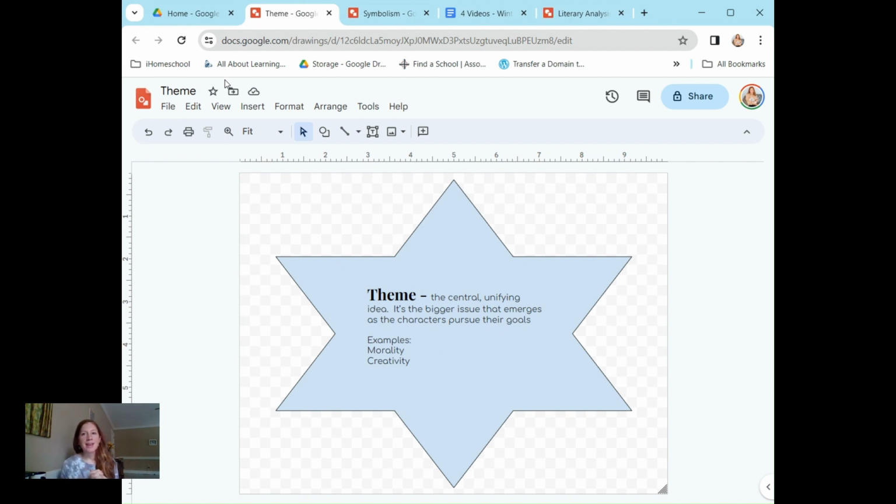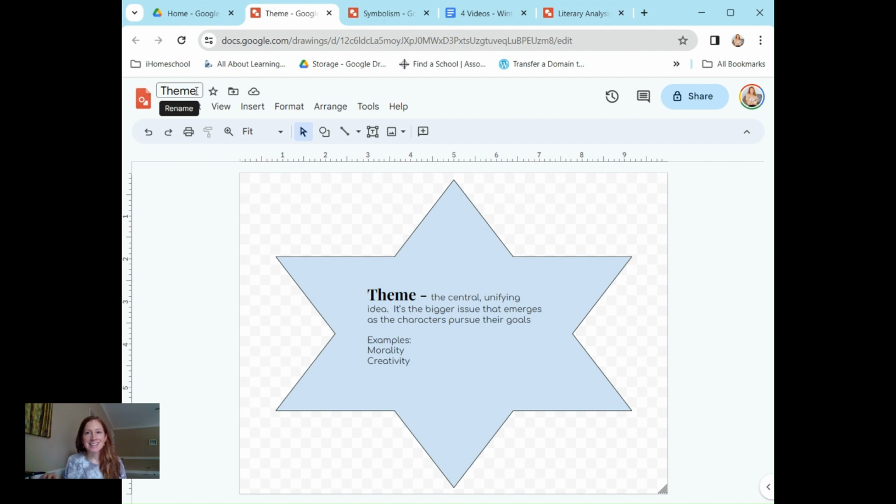Theme, okay? And theme is kind of hard to grasp, but it is the central unifying idea. It's the bigger issue that emerges as the characters pursue their goals. So if you see repeated ideas or repeated words or phrases, all those things together, if you were to think of the main idea there, that would be the theme or one of the themes in the essay. For example, morality, creativity. Those are two themes that we touch on in this essay. G.K.